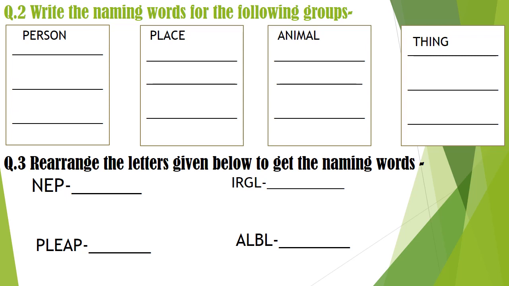Question number 3 is rearrange the letters given below to get the naming words. Now what you have to do, you have to rearrange these letters to get a naming word. These all 4 are naming words. As you can see, NEP. So you have to think in mind which word is forming. NEP, it will become pen. PEN, pen. So it is a name of a thing. So in this way you have to write the answer of all the 3. I have given you the answer for 1. So you have to write down these 3 by yourself in your rough notebook.